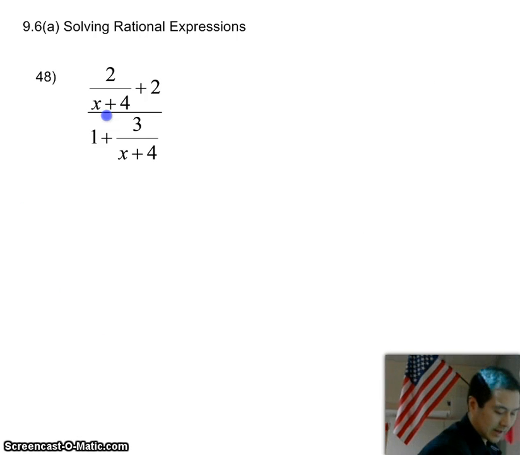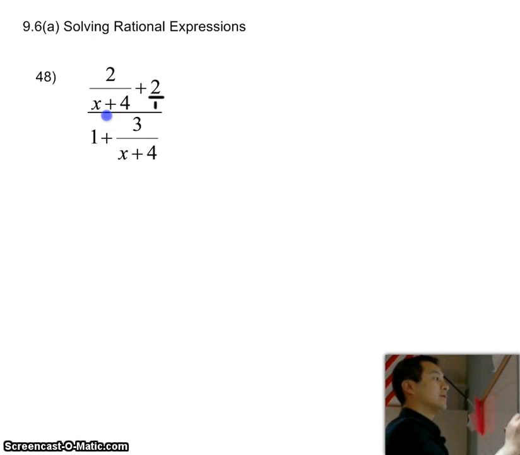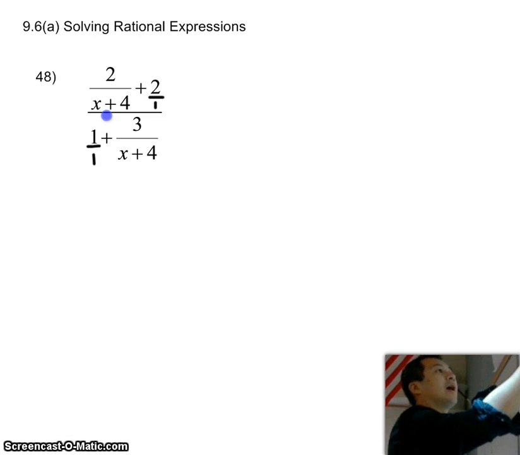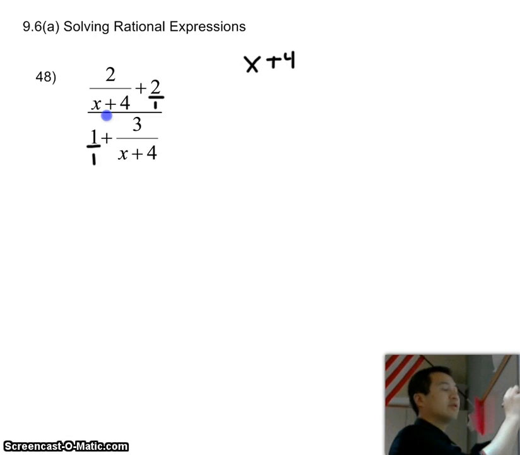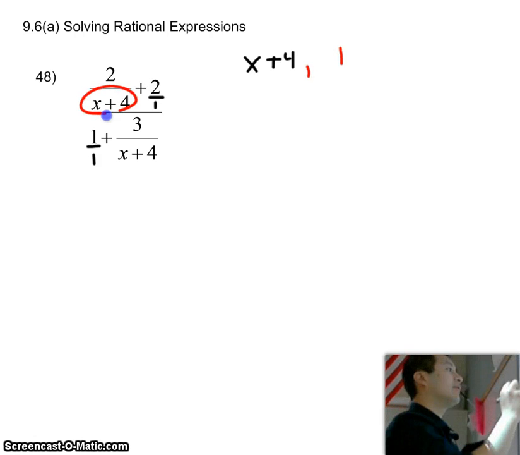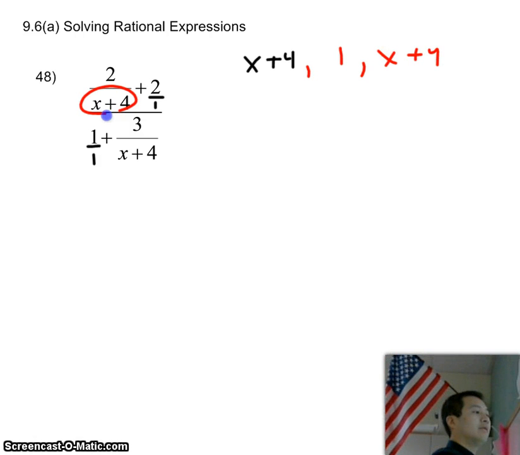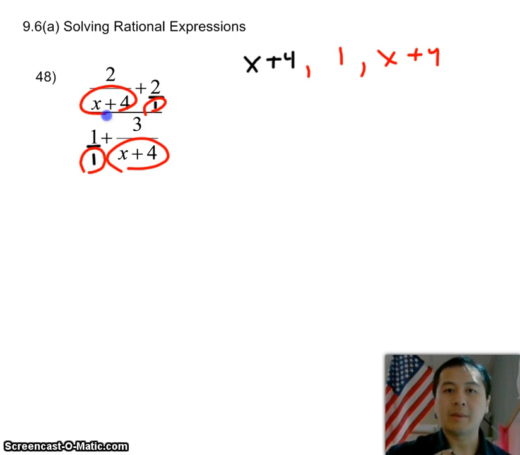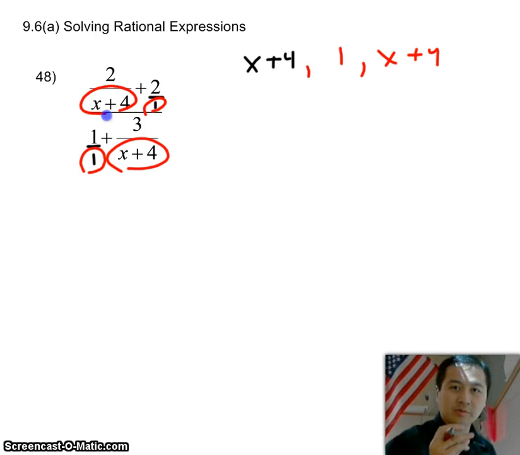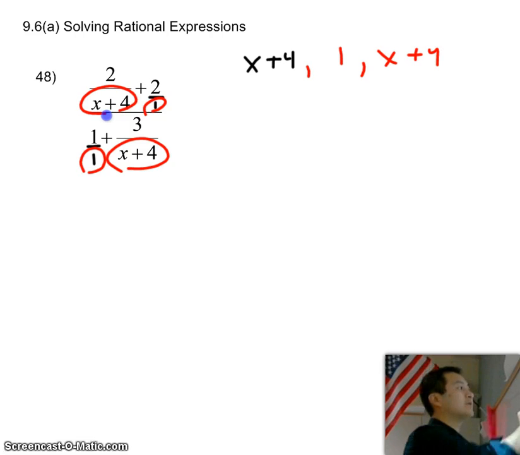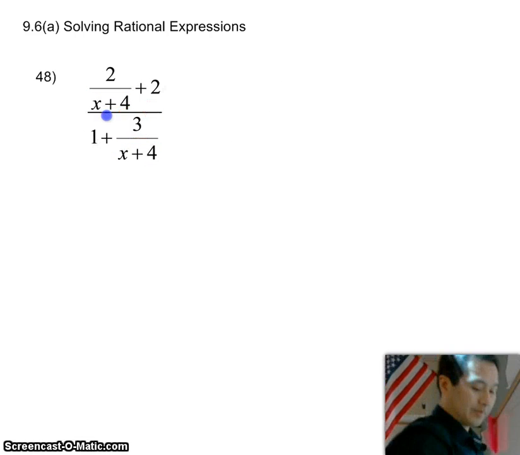Take a look at my denominators. Let's look at all my denominators. My denominators are x plus 4 for this one right here. My denominator is 1 for this one right here. My denominator is also x plus 4 right here, and 1 and 1. You see that? My denominators are x plus 4, 1, and x plus 4. So what's common to all of them? x plus 4. So my common denominator is x plus 4. Everyone see that?